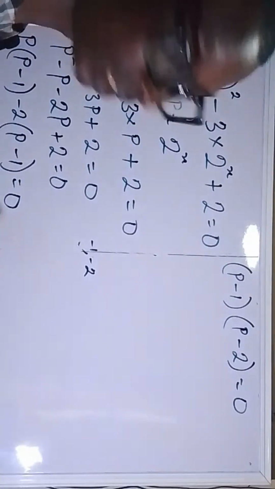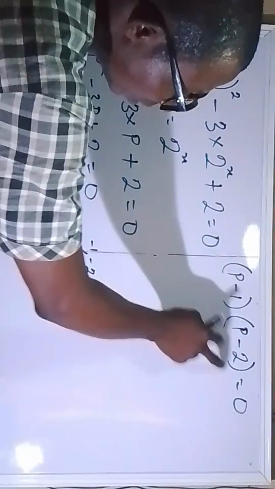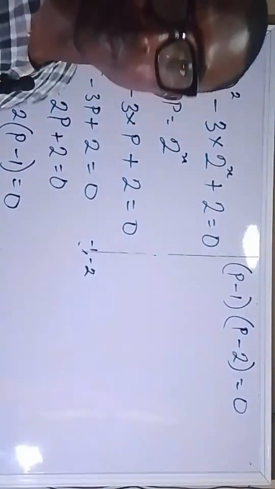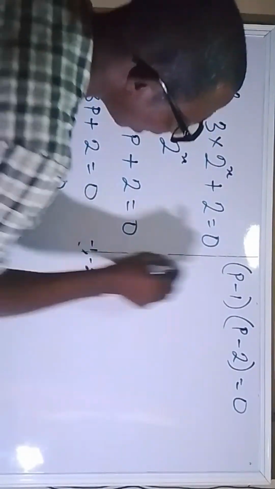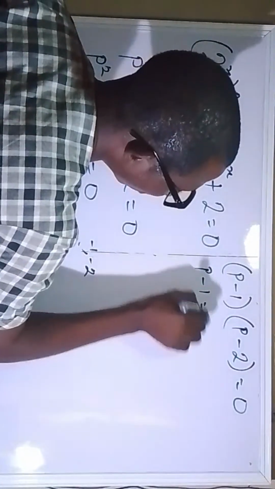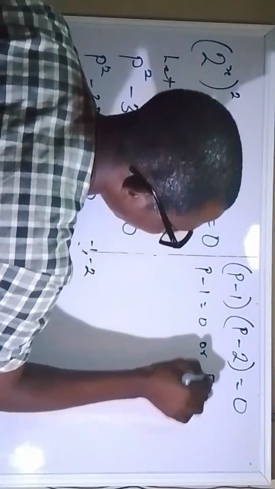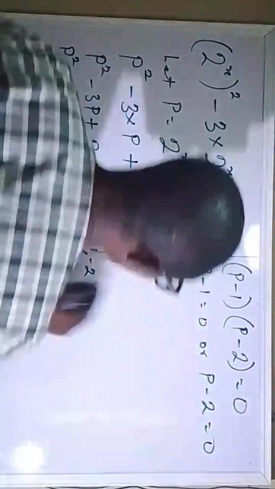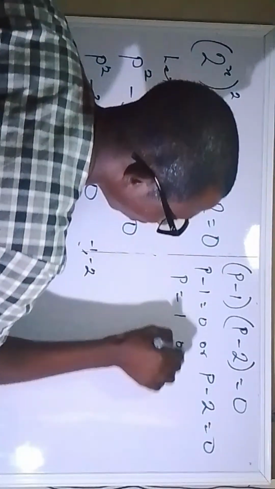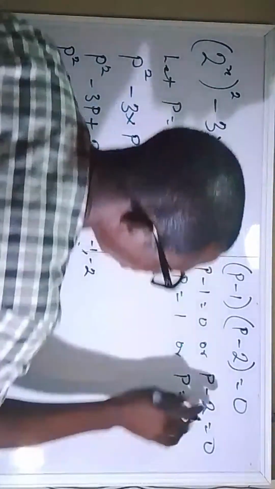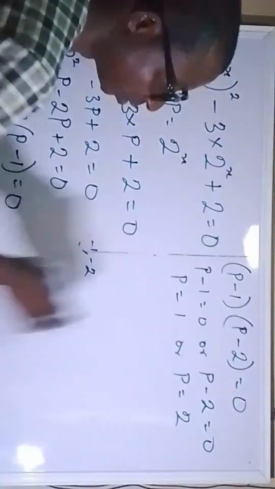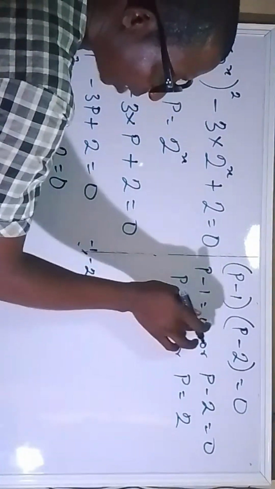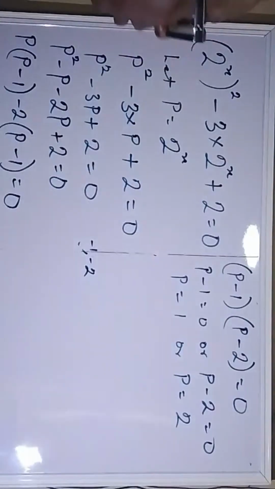So that means either this is 0 or this is 0, or both are 0. So we have p minus 1 equals to 0, or p minus 2 equals to 0. So p equals to 1 or p equals to what? 2. When you move this here, the sign changes. Or you move 1 to this side, the sign changes as well.